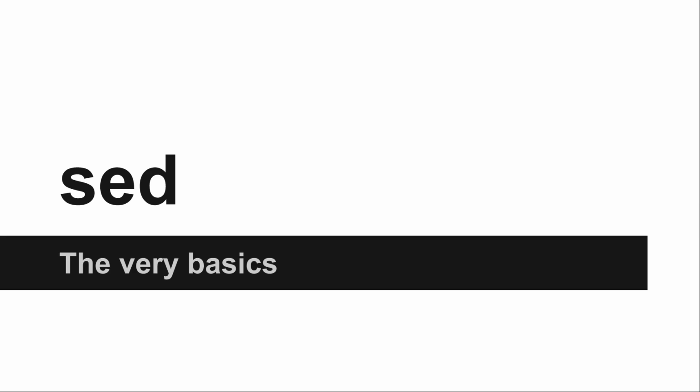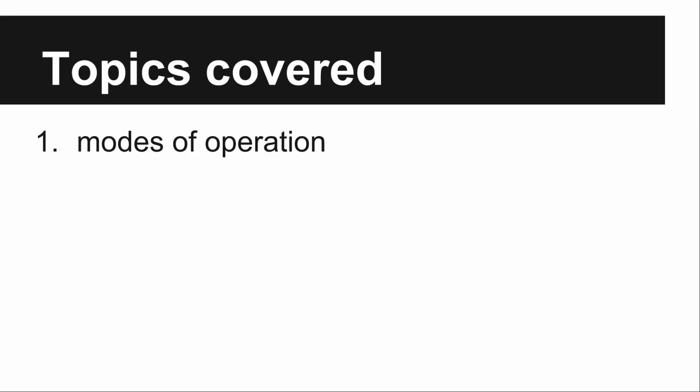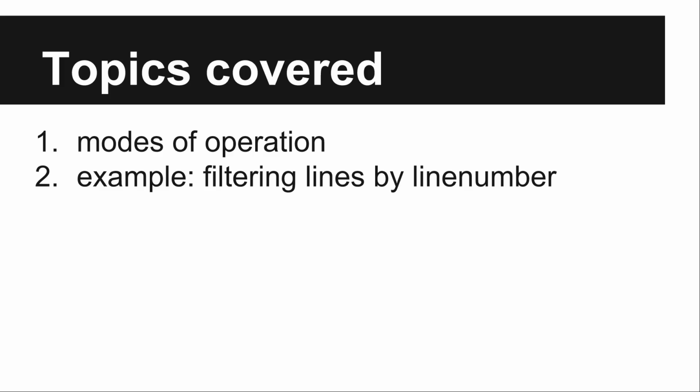In this video I'm going to show you the very basics, and that consists of, in detail, first of all, the modes of operation, because there are some different ways you can invoke it, and that alters the way it operates. Then I'm going to show you an example that explains how you can filter lines of a text file by the line number. So that's useful if you just want to see a certain part of a file, or if you want to filter out a certain part of a file.